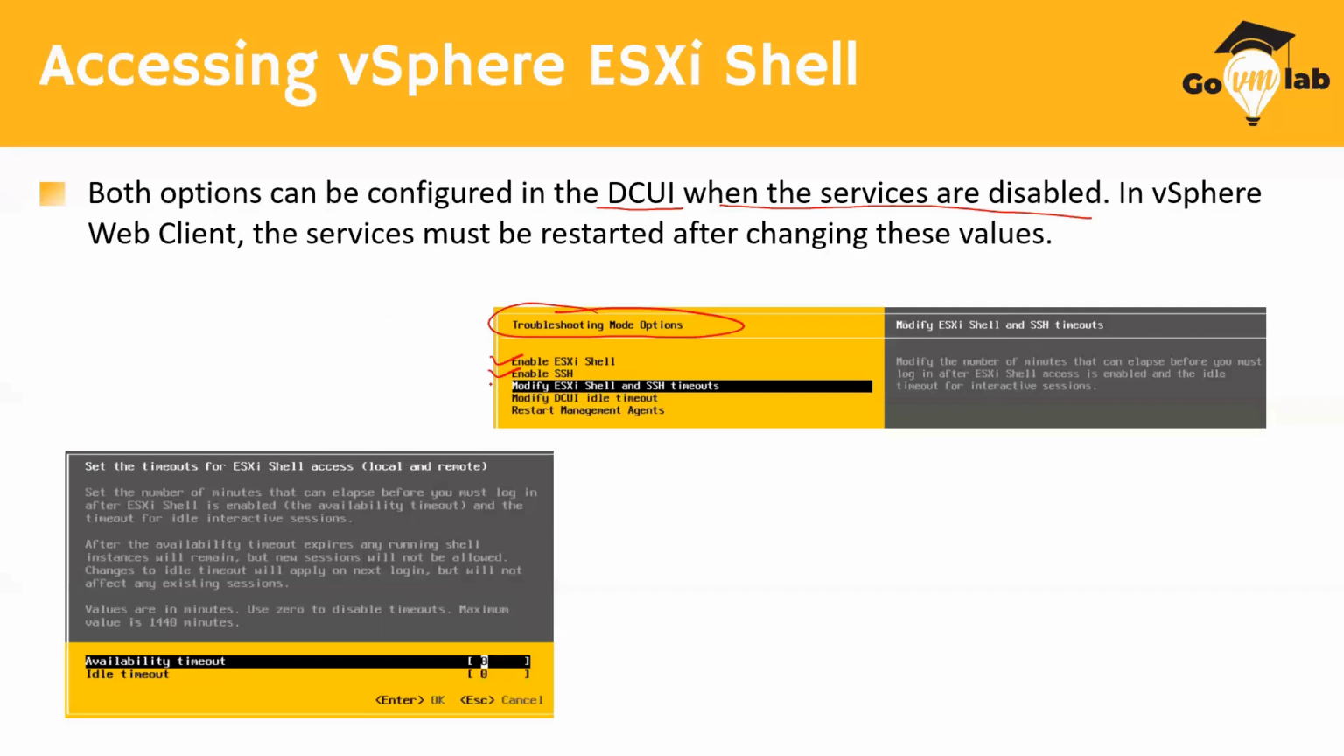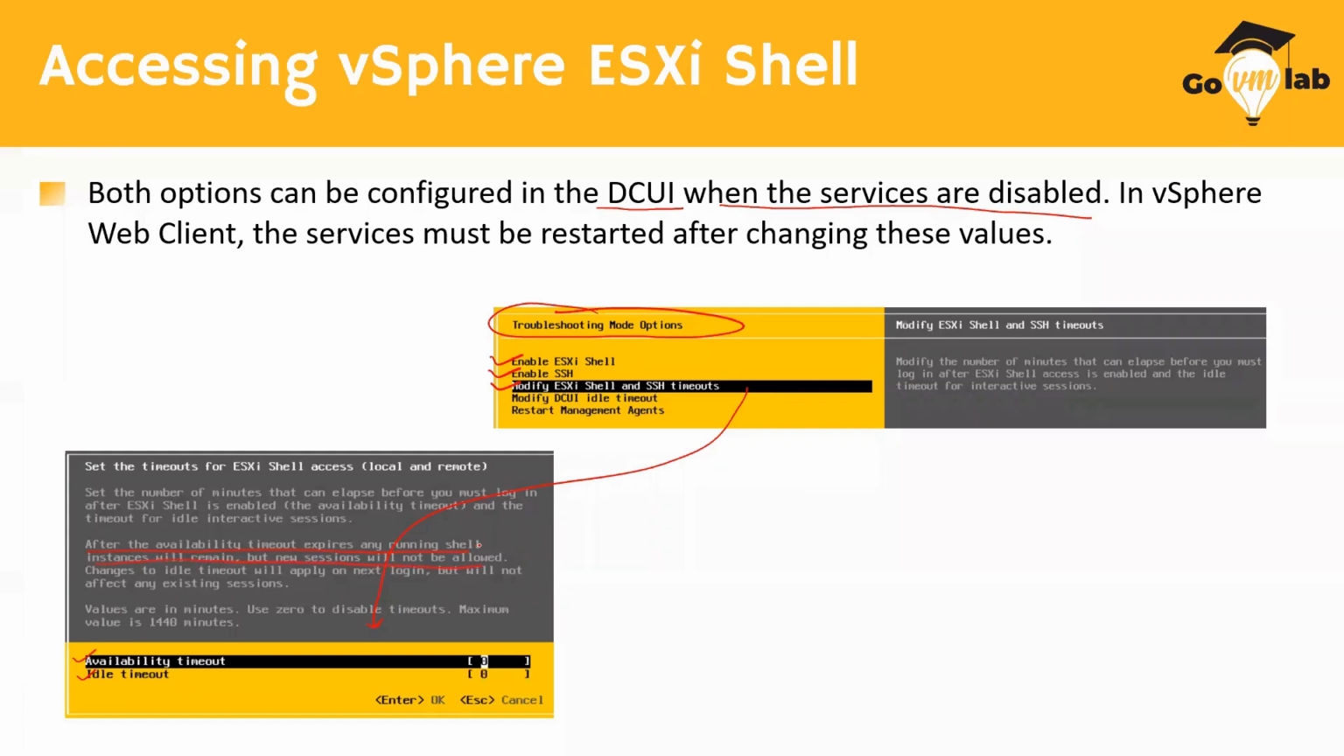But after that, we also have Modify ESXi Shell and SSH timeouts. Once you go to this particular view, it will prompt you to this particular slide. And that's where it talks about availability timeout and your idle timeout. Now, what is availability timeout? If you see that, it says that after the availability timeout expires, any running shell instances will remain, but new sessions will not be allowed.